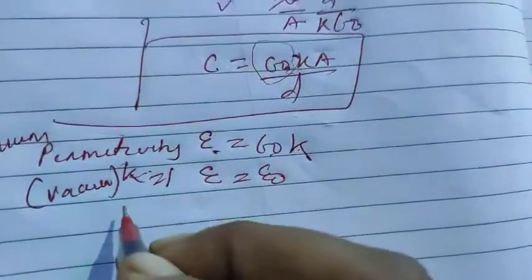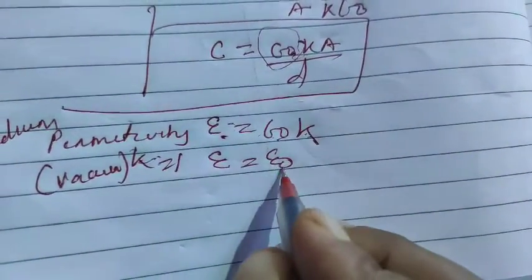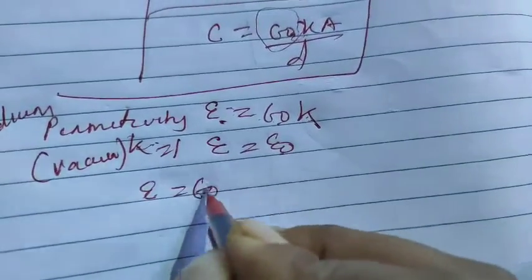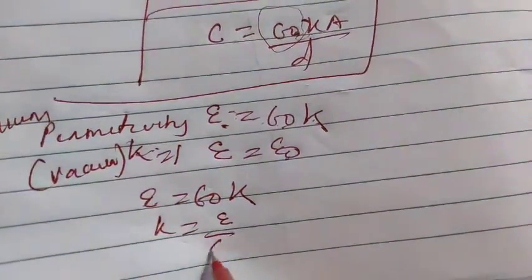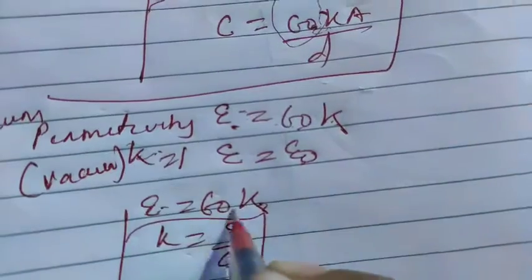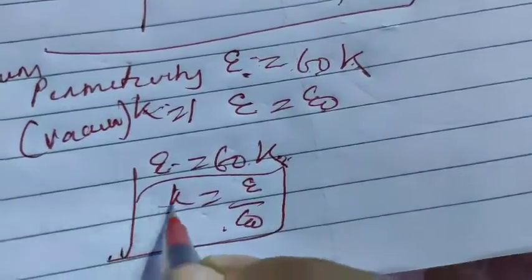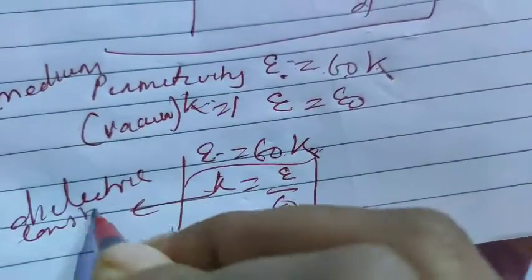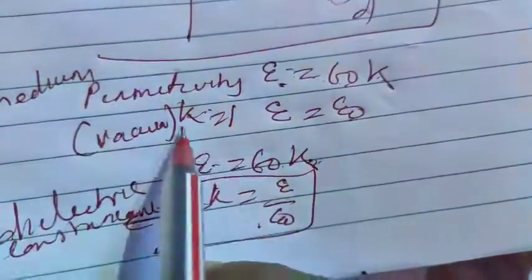So what is the formula of K? Here E is equal to epsilon naught K for the medium, and here E is equal to epsilon. So K is equal to E by epsilon naught. Please remember it. For a medium, E equals epsilon naught K and K is equal to E by epsilon naught. What is K here? Dielectric constant. Clear? So K is equal to 1 for vacuum.